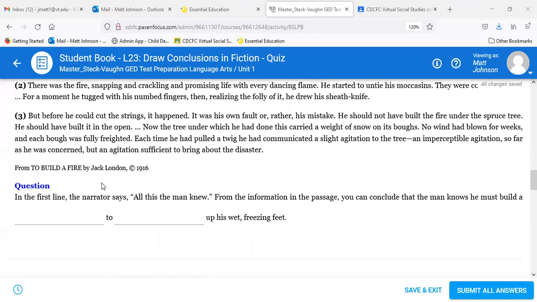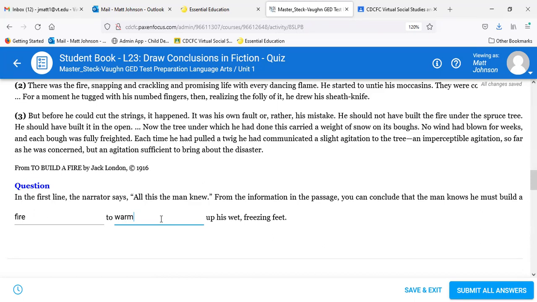And then fill in the blank here. First, in the first line, the narrator says, all this man knew. From the information in the passage, you can conclude that the man knows he must build a blank to blank up his wet, freezing feet. What two words do we need there? Build a fire. Fire to warm up his feet. Yeah, this was pretty straightforward, right? It's one of those test taking skills. Read the whole thing, and you can pretty much see there's only a few things that are going to make sense in here.